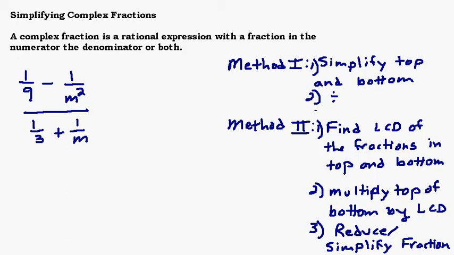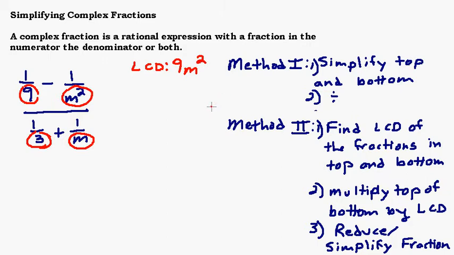Alright, so our first step is to find the least common denominator. And our denominators are 9, m squared, 3, and m. Well, the least common denominator between 9 and 3 is 9. 9's the smallest number they both go into. And when you have an m and an m squared, the least common denominator is always the one with the biggest exponent. So it's going to be m squared.